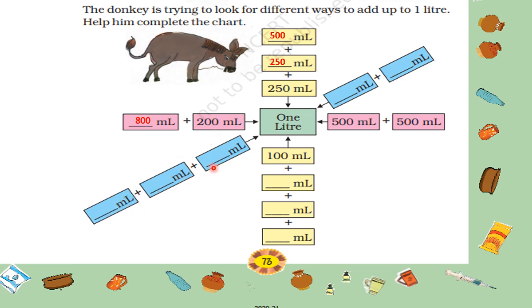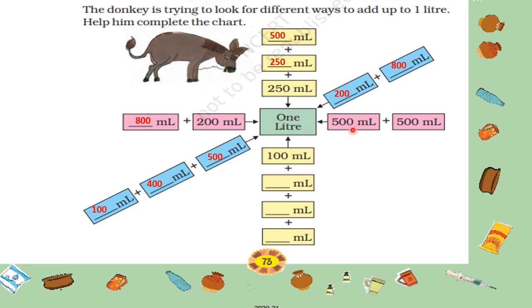Now here 3 blanks are given, and you have to make 1000 milliliter. So if I add up 100 milliliter, then 400 milliliter, 100 plus 400 is 500, 500 plus 500 is equal to 1000 milliliter, and that is 1 liter. Now here 2 blanks are given. So if I take 200 ml, then to 200 I have to add 800 ml. So 800 plus 200 or 200 plus 800 is 1000 milliliter, means 1 liter.